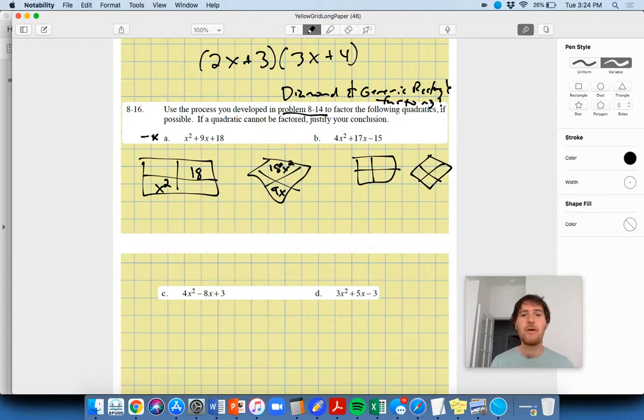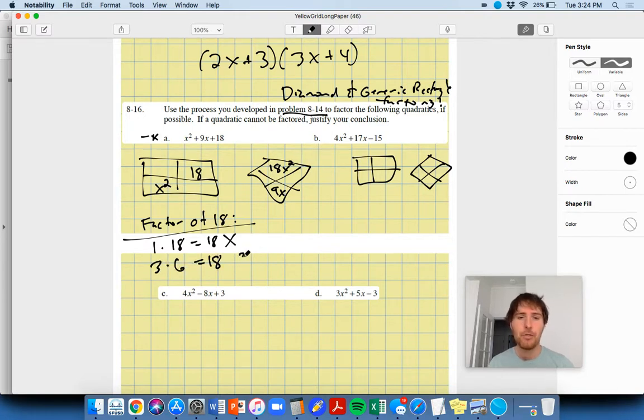Okay, so now I've got factors of 18. Maybe you're doing it in your head, or maybe you're organizing it here. 1 times 18 equals 18, but it doesn't add to 9. 2 times 9 is 18, but adds to 11. 3 times 6. There we go, that's it, right? 3 times 6 gets you to 18, but 3 plus 6 gets you to 9. We're good to go. This is how we can solve a diamond problem.